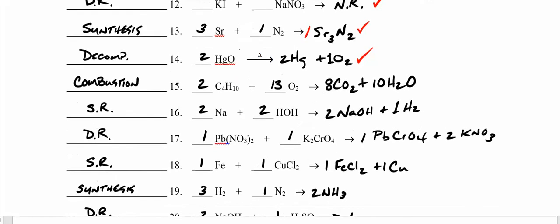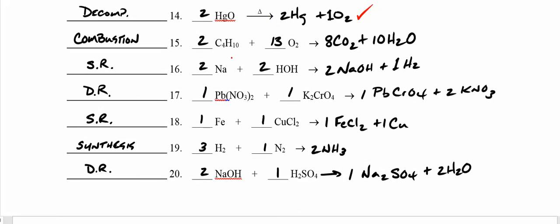All right, next one. Number 15, we have C4H10, obviously a combustion because of the fact that this is a hydrocarbon. We have oxygen gas on the left-hand side as well, so our products are the same every time, CO2 and H2O. This combustion reaction is going to balance 2, 13, 8, 10, just like that. If you need work on balancing chemical reactions, go back and watch a previous video on balancing chemical reactions.